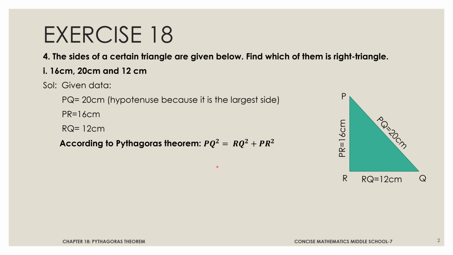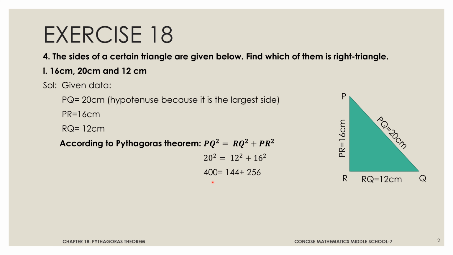Just substitute in this formula. Look, we have got all the values over here. Just substitute this 20, 16 and 12 in this formula. That is PQ. What is PQ? 20 centimeter. Just write 20 square is equal to, what is QR? It's 12 centimeter. So 12 square plus PR. What is PR? It's 16 centimeter. So 16 square. Always remember, whenever it is 20 square, you have to do 20 into 20.